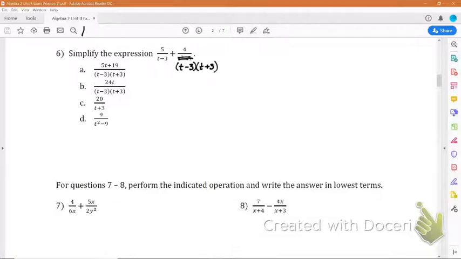So my least common denominator happens to be t plus 3 and t minus 3. Both of my denominators in this problem have either one or both of those parts. So when I look at this, the first fraction is missing the t plus 3. That means I have to multiply the top and the bottom by t plus 3.